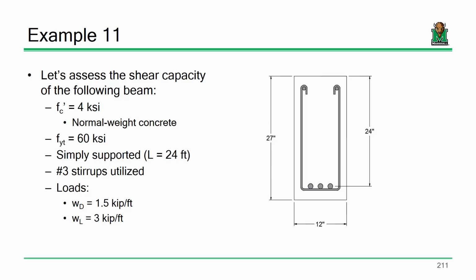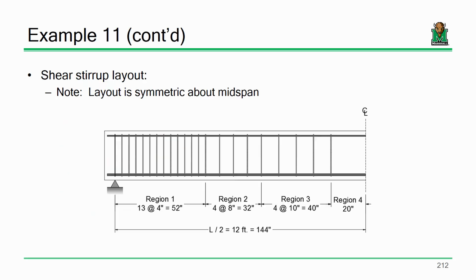We've got 4 KSI concrete that's normal weight, 60 KSI steel. It's a 24-foot long beam. Number 3 stirrups are utilized. Here you can see the cross section. Notice I'm not really giving you any data about these 3 bars down here because I don't care. We're not looking at moment, we're looking at shear. Now this is 1.5 kips per foot dead load, 3 kips per foot live load.